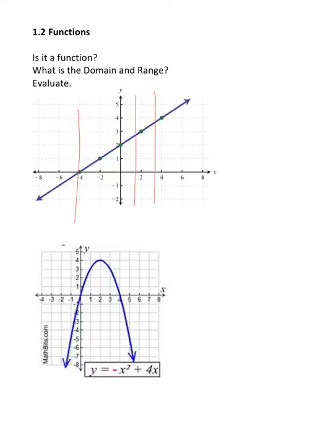there's nowhere that we can draw a vertical line that's going to cross the graphed line more than once. So the answer to that first question is yes, this is a function. And every time you have the graph of a line or equation of a line, you can know for sure that it is a function. So now we want to look at domain and range. So the domain is all the values that x takes on.